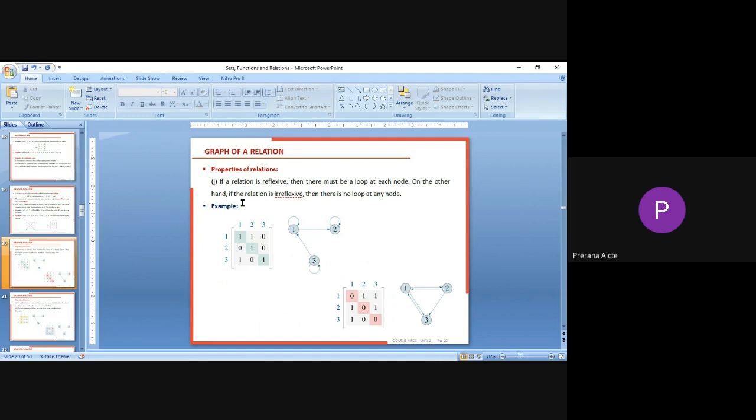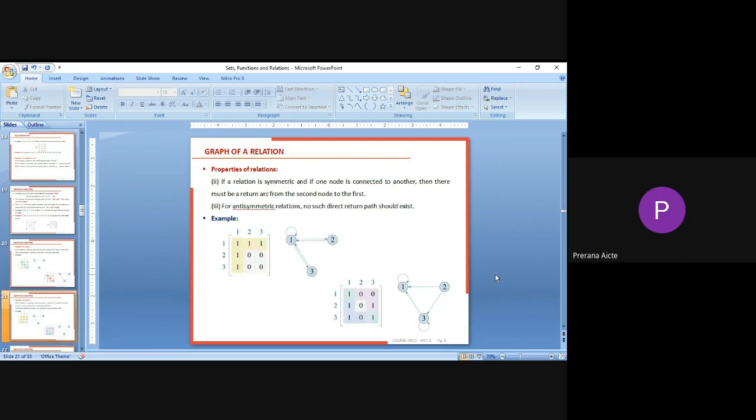On the other hand, if a relation is irreflexive, then there is no loop at any node. So if you draw the relation graph and observe a loop at every node, then I can say that it is following the reflexive property. If there is no loop at any node, then I can say that it is not following the reflexive property, so it will be following the irreflexive property.